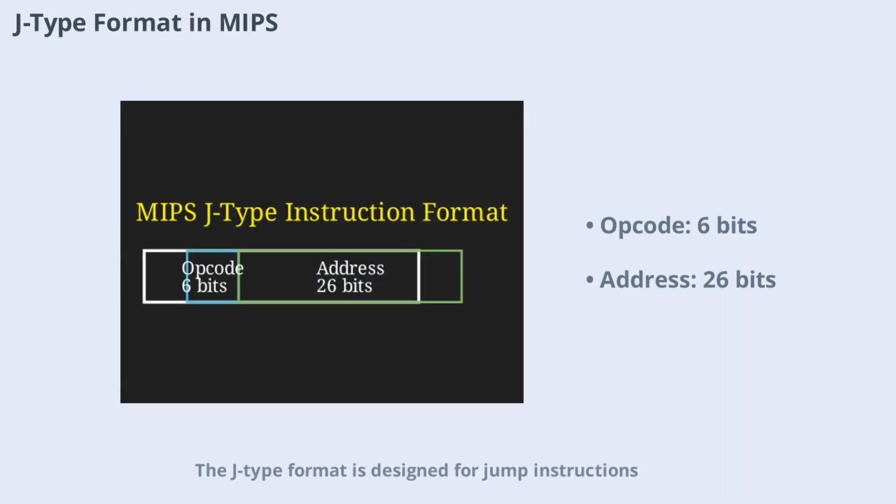The J-type format is designed for jump instructions. It consists of a 6-bit opcode and a 26-bit address field. This simple structure allows for efficient implementation of jump operations, enabling the CPU to quickly change the flow of execution.